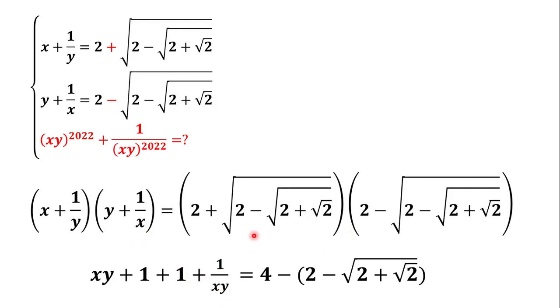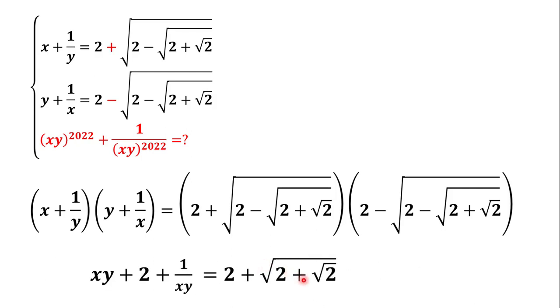And on the right hand side, the product of these two parentheses becomes 2 to the power of 2, that is equal to 4, minus the radical of 2 minus radical of 2 plus radical of 2 all to the power 2, that is equal to 2 minus radical of 2 plus radical 2. 1 plus 1 equals 2, and 4 minus 2 equals 2, and minus radical of 2 plus radical 2 becomes plus radical of 2 plus radical of 2.